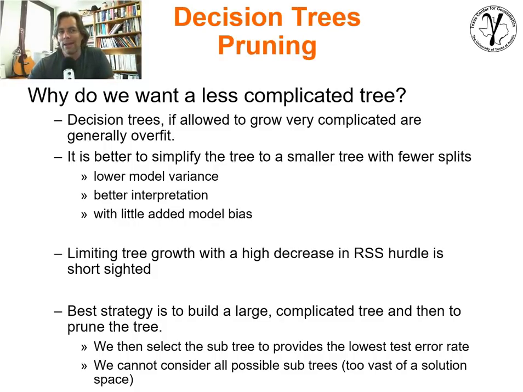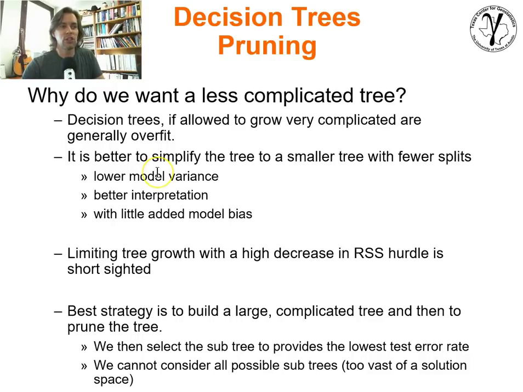Why do we want a less complicated tree? Well, we've already mentioned this. If you allow a tree to grow very complicated, it's clearly overfit, and it's going to be just modeling data error, idiosyncrasies of data, and so this is not useful to us. In addition, there are other considerations. We already mentioned this around this idea of model accuracy and talking about bias and variance trade-offs.